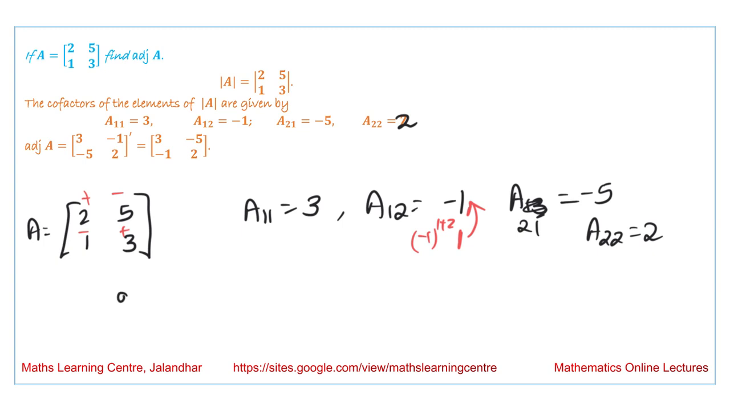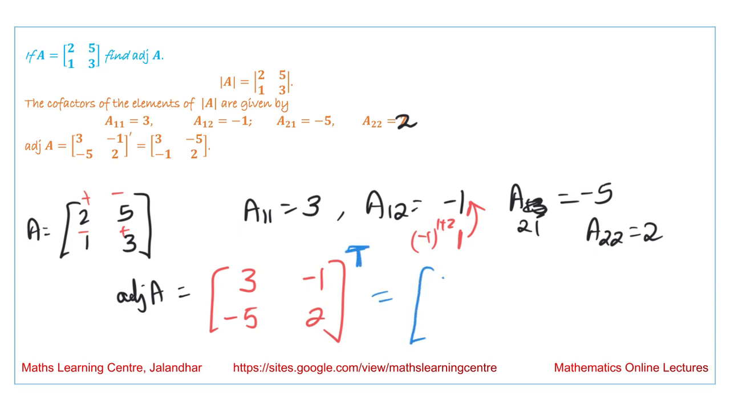So when we are writing the adjoint of A, we write these elements over here: 3, minus 1, minus 5 and 2, and then the transpose of this matrix. So the answer for the adjoint we have is 3, minus 1, minus 5 and 2. So this is the adjoint of this matrix.